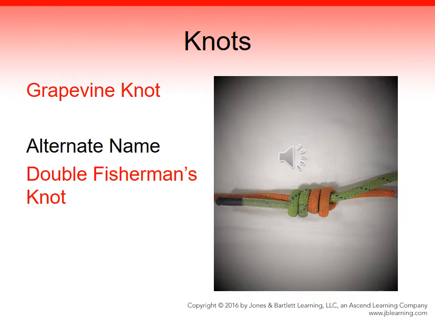The grapevine knot, also known as the double fisherman's knot, is a knot that can be used to join two rope ends securely to form a longer rope or to form a loop. When using this knot, the rope shall also be similar in diameter. Some disadvantages of this knot is that it can be difficult to tell if it is tied correctly, and it can be difficult to untie after loaded.